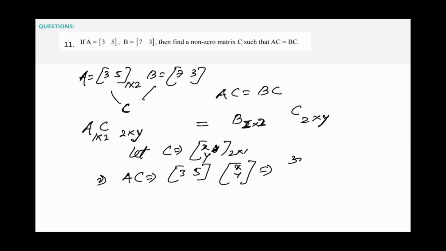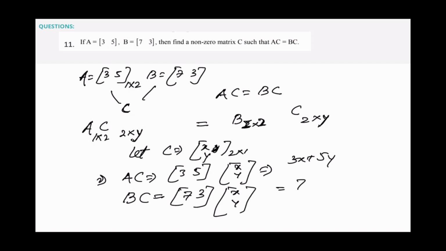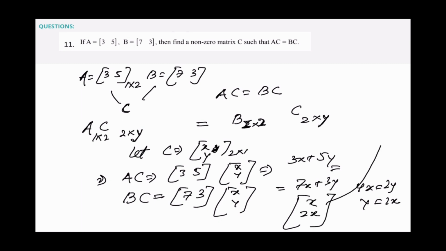So we'll get the first equation, 3X plus 5Y. And if you solve BC, you will get 7, 3 and X, Y. So that is equal to 7X plus 3Y. And if you equate this, you will get an equation like 4X equal to 2Y. So basically Y is equal to 2X. So if you substitute, you will get X, 2X. Now you will say, what if we have taken a bigger one because there was no condition on Y? Why take one only? You can take more.